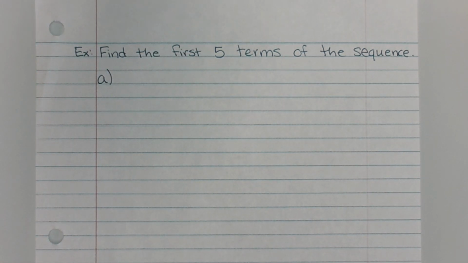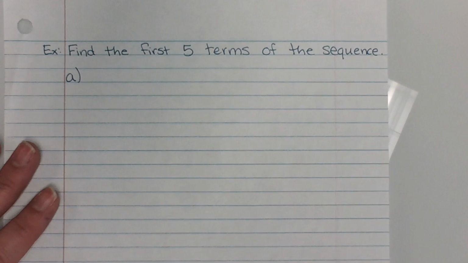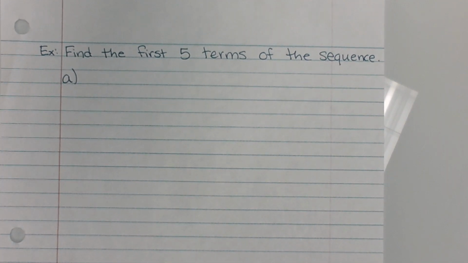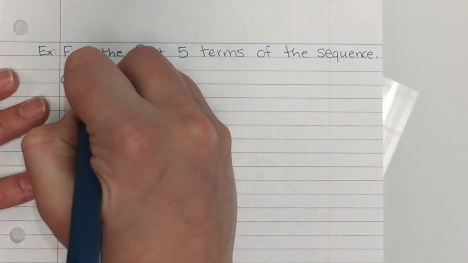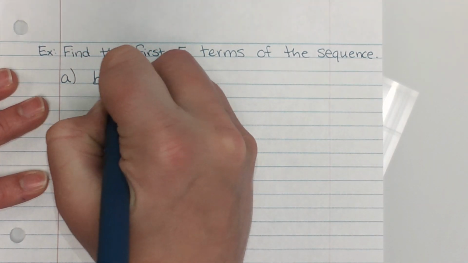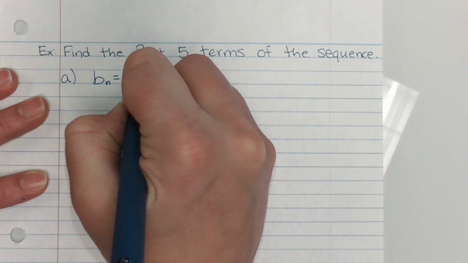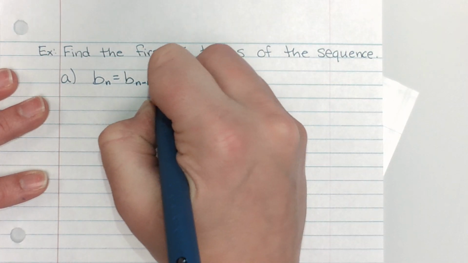Now, one of the weird things that our book does in this section is it, for some reason, decides it doesn't always have to be a sub n. It could be any letter sub n. Why do they do that? I have no earthly idea. But don't be shocked when you see things like this. b sub n is equal to b sub n minus 1 plus 4.